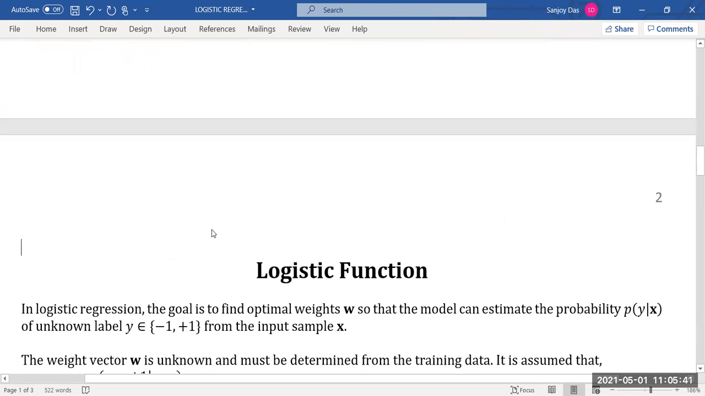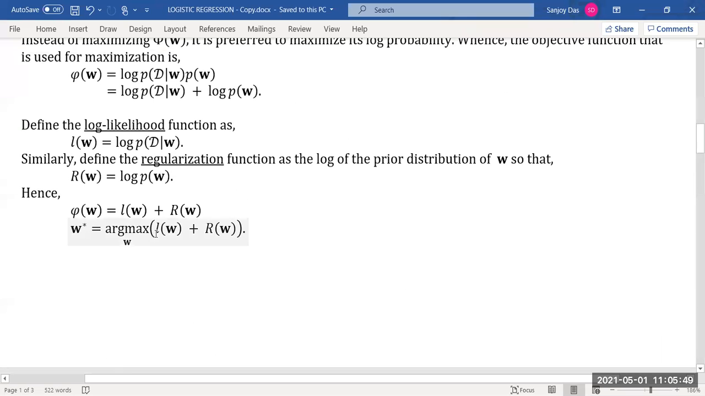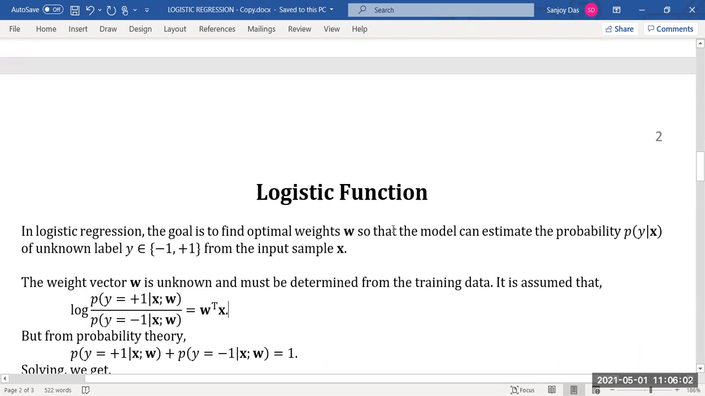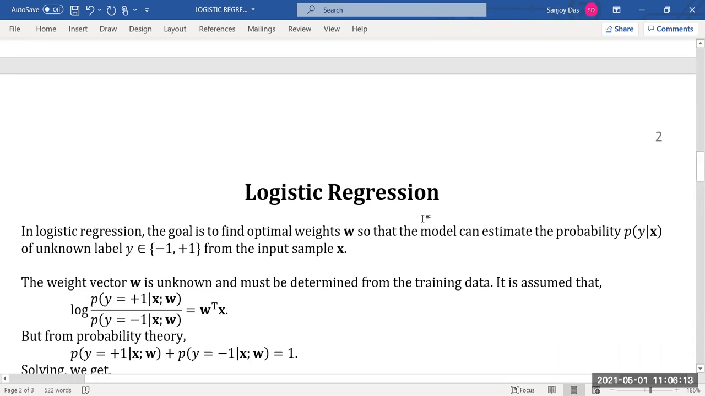Now let's actually do the maximization. Let's find what this log likelihood of W looks like, and then we'll find what this regularizing term R of W looks like. According to logistic regression, which is one very common approach in machine learning and statistics.